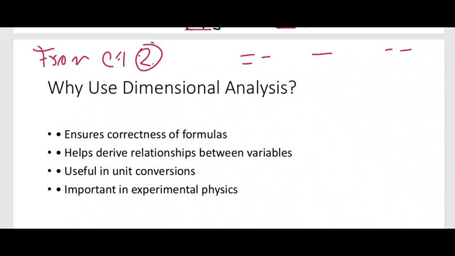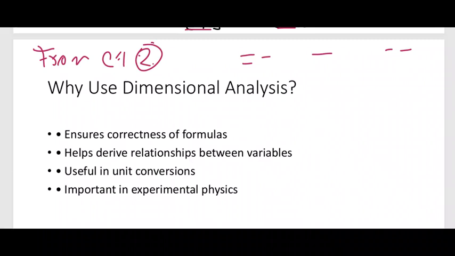Then what are some of the uses of dimensional analysis? To ensure the correctness of a formula, so we've shown that this formula is correct. It helps us to derive relationships between variables. I think I talked about this in the first part, the introduction of what dimensional analysis is. Then it is useful in unit conversion and important in experimental physics.